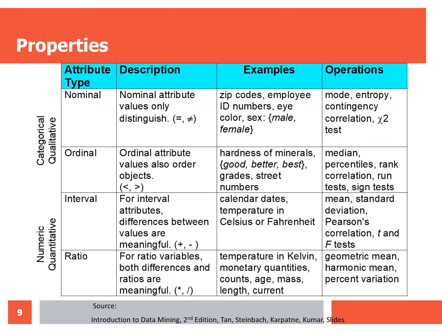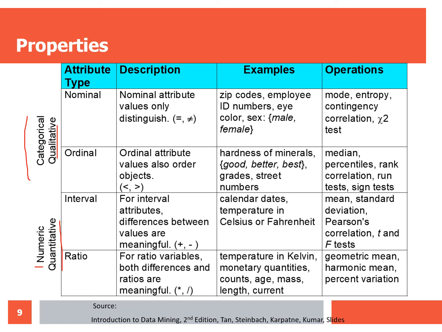Moving ahead, this is a screenshot, a snapshot that we have taken from the book Introduction to Data Mining. Nominal and ordinal attributes are categorical attributes, and they are qualitative in nature. Interval and ratio are numeric and quantitative in nature. These are the operations and examples that we have already discussed.